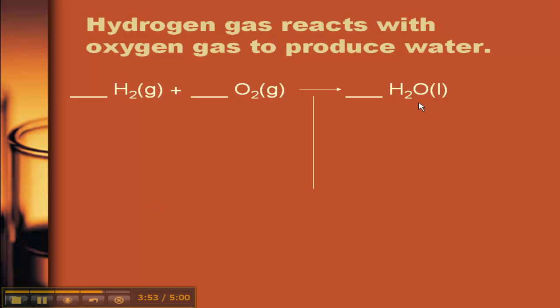You can't just add a subscript on here either, because H2O2 is hydrogen peroxide, and if you drink that, of course, you'll die. So you can't just throw a 2 on there. What you can do is add more of what you have.